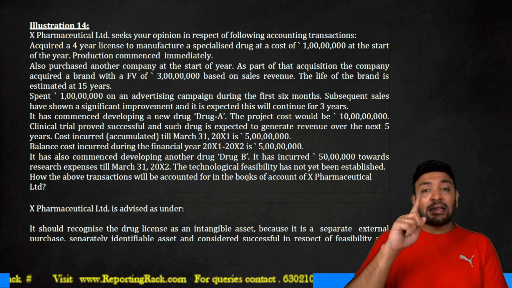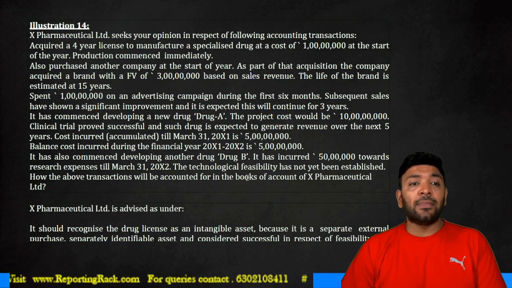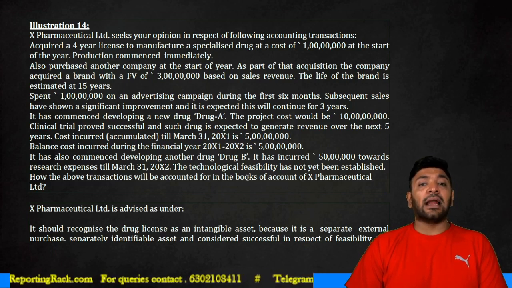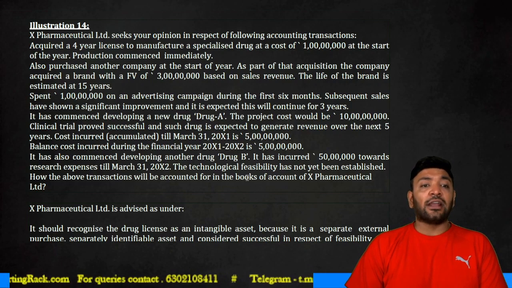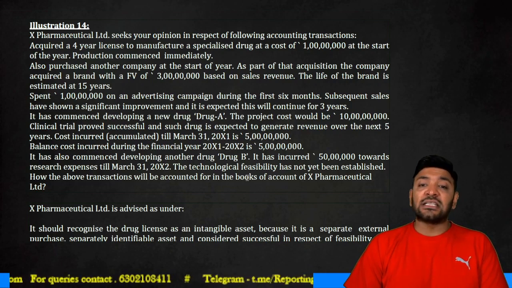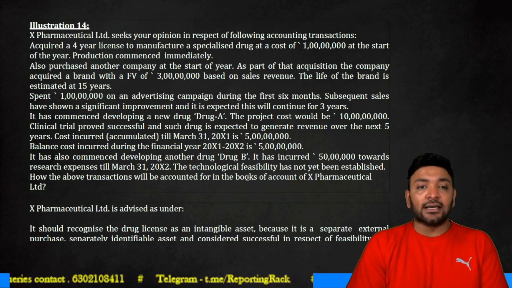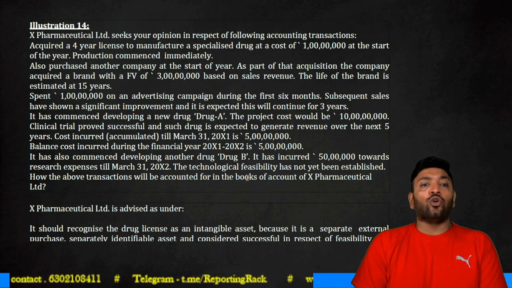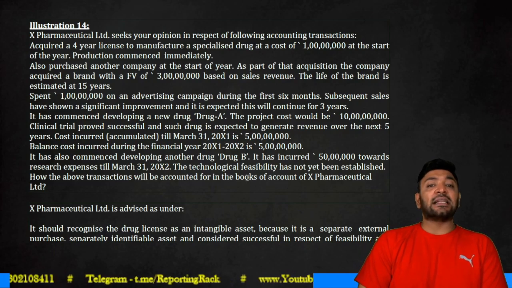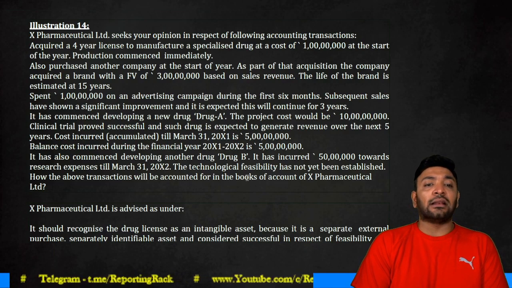The cost of acquiring the license is 1 crore at the start of the year. Production commenced immediately. Also, they purchased another company at the start of the year. As a part of the acquisition, they acquired a brand which had a fair value of 3 lakhs based on sale revenue. The life of the brand is estimated to be 15 years. They spent 1 crore on an advertisement campaign during the first 6 months. Subsequent sales have shown significant improvement and it is expected to continue for 3 years.